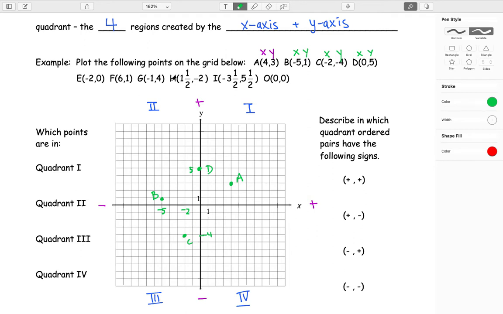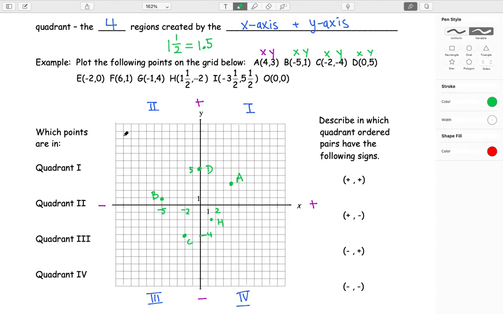Now we're going to skip to letter H. For letter H, you will notice that it's a fraction. For the first x, it says 1 and 1/2, which is 1.5. Fractions can be a little bit confusing, so what you can do is just put it in decimal. This means x is 1.5, and y is -2. So I will be moving 1.5 to the right, right in between 1 and 2, and then going down 2 steps. So it's right in the middle here. This will be point H.